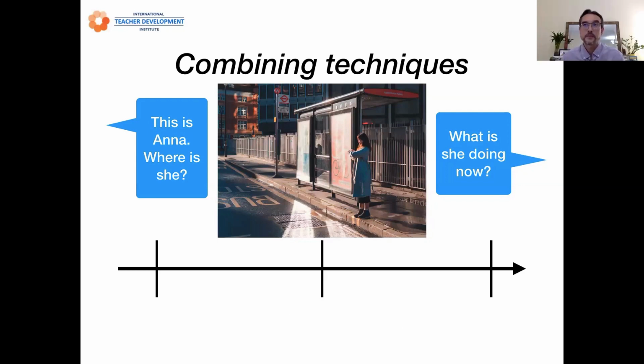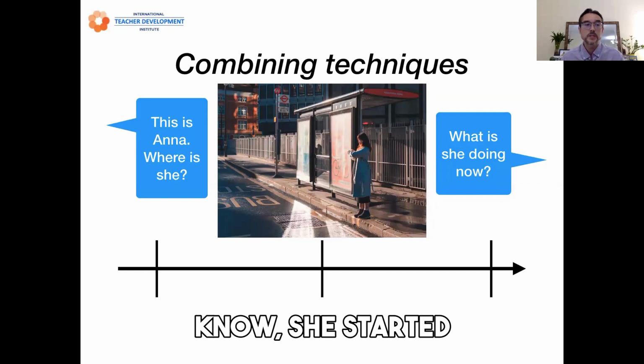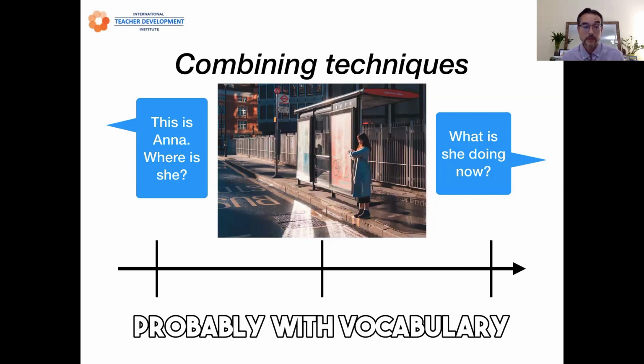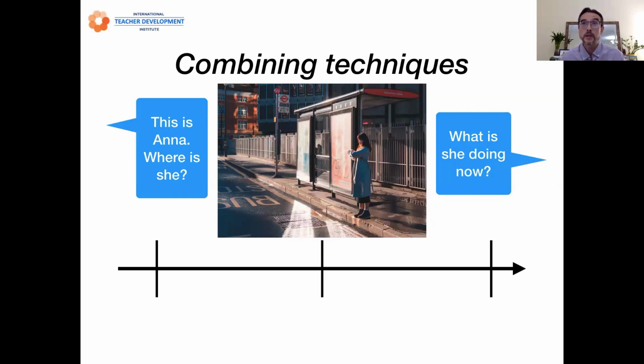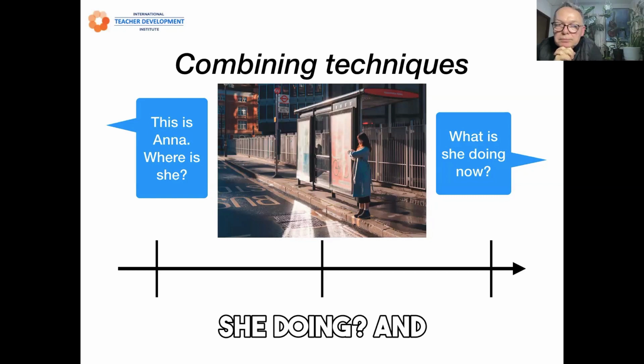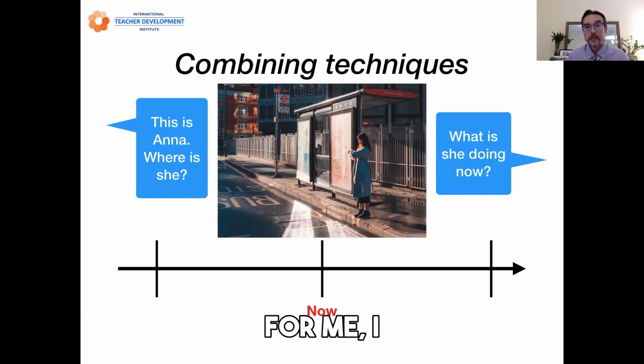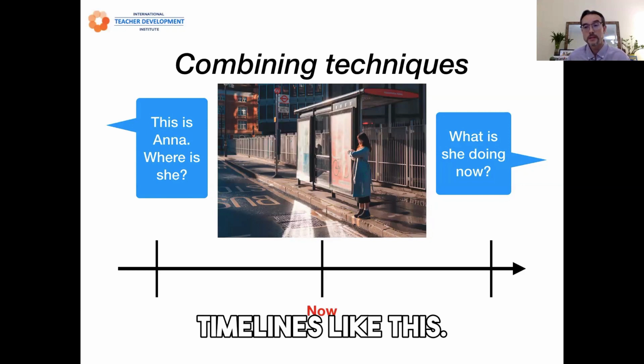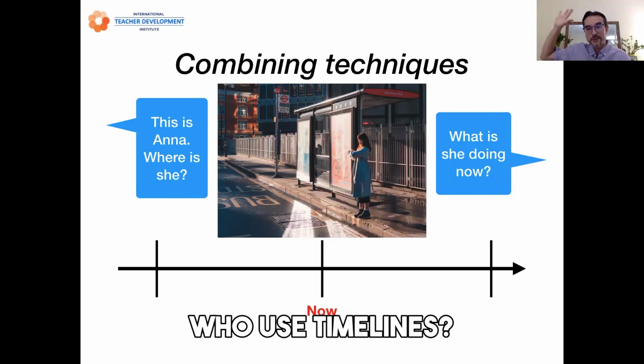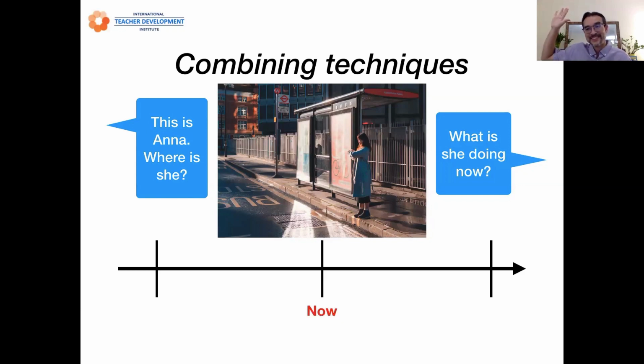Yes. And I also like how she started probably with vocabulary and grammar structures they're familiar with. Where is she now? What is she doing? And for me, I tend to use timelines like this. Any show of hands for people who use timelines? Yeah. So often a go-to.